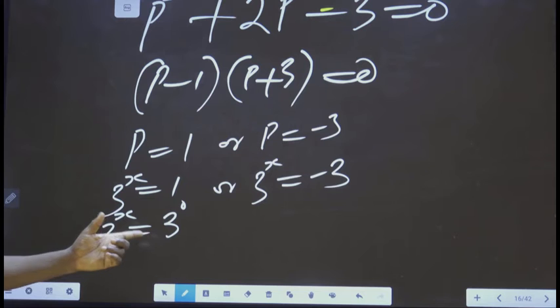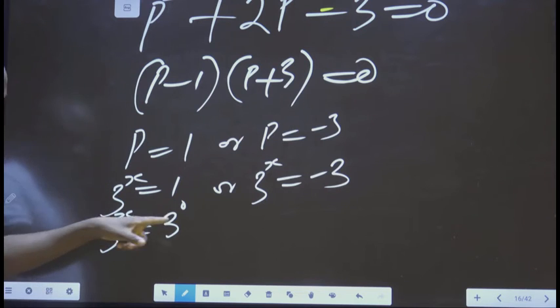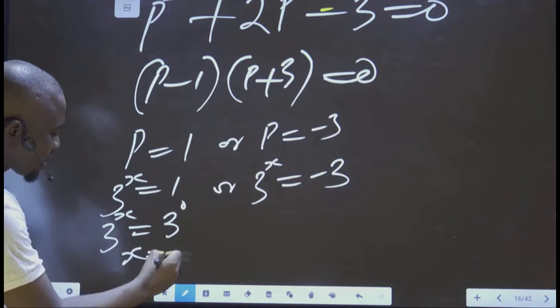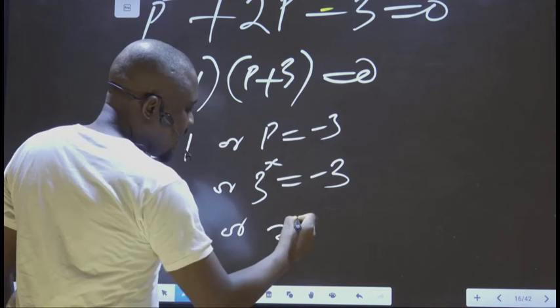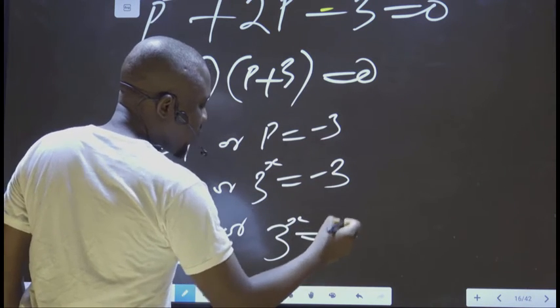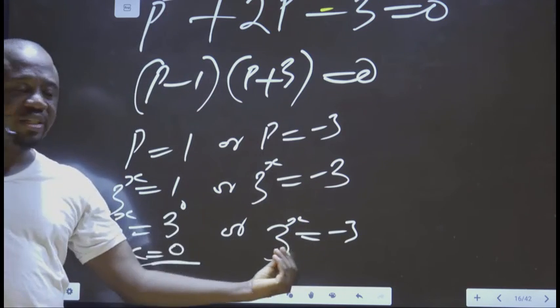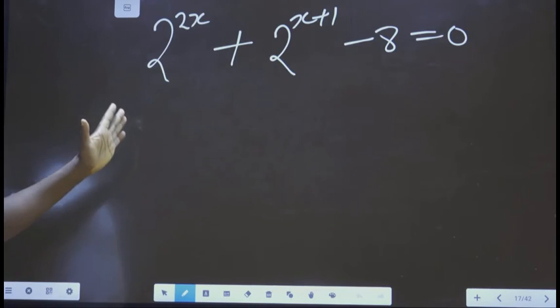You agree with me? Anything raised to power 0 is 1. So we can do it like this. Therefore, here alone, we say x is equal to 0. This is equal to minus 3. We can't move beyond this, because there's no way we can simplify beyond this level. Now let's work on this.